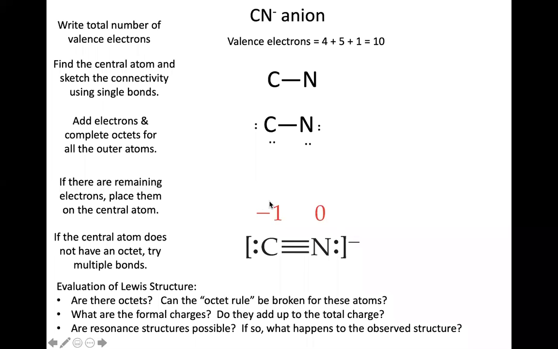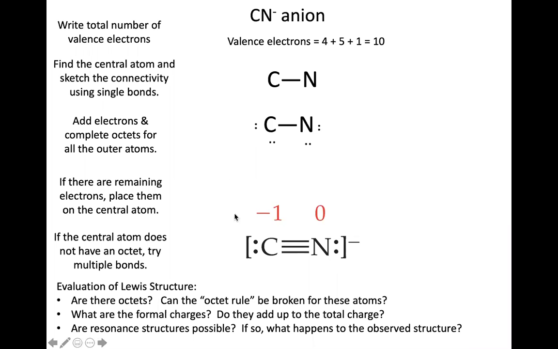Above it, I show what the formal charges are. The formal charge for the carbon here is -1. It has 4 valence electrons, minus 3 being contributions from the bonds, minus 2 from the lone pair. So the carbon ends up being -1, the nitrogen ends up being 0.